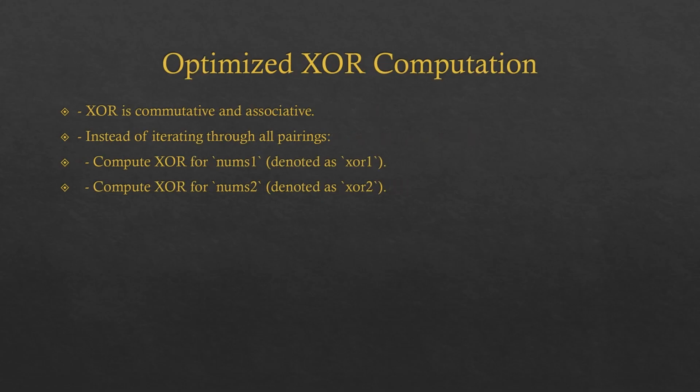Next, let's focus on optimizing the solution. Instead of brute forcing through all pairings, we use the properties of XOR. XOR is both commutative and associative, meaning the order of operation doesn't matter. This allows us to simplify the problem by pre-computing the XOR for each array separately. These pre-computed results, XOR1 and XOR2, represent the XOR of all elements in nums1 and nums2 respectively.